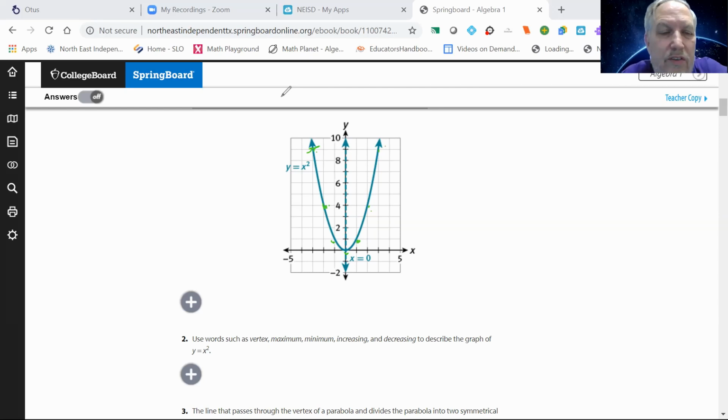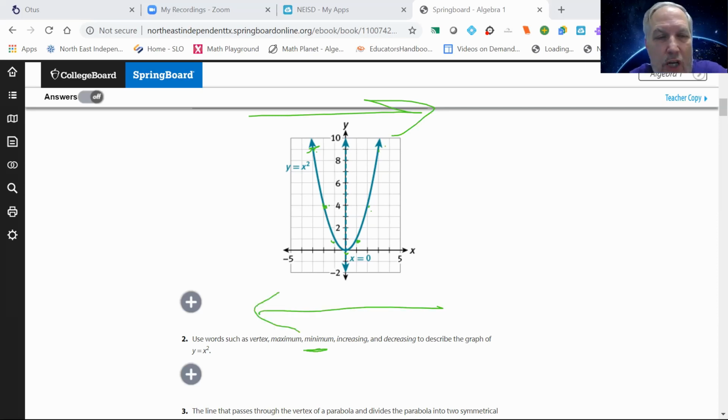Number 2, use words such as vertex, maximum, minimum, increasing, decreasing to describe the graph of y equals x squared. In this circumstance, we're trying to use some of the vocabulary that we've used in our functions unit as well as throughout the course. As we move from left to right, the graph starts off decreasing until it gets to a minimum value. And then after that, it begins to increase and continues to increase forever.